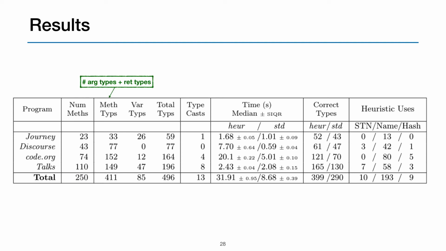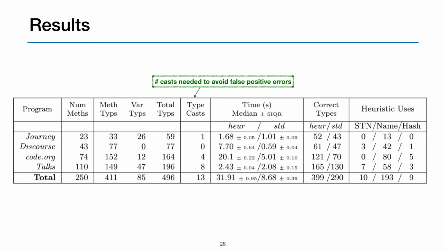The meth types column separately counts the number of argument and return types we aim to infer. By separately counting these, we're able to more precisely track InferDL's performance. The var types column gives the number of instance, class, and global variable types we aim to infer, and the total types column sums the previous 2 columns. So in total, we aim to infer 496 individual types. The next column shows the number of typecasts we had to write to avoid false positive type errors. In total, we had to write 13 casts to avoid such errors.